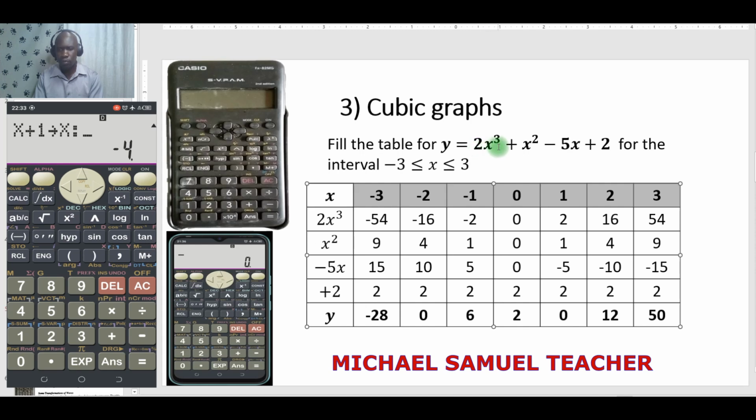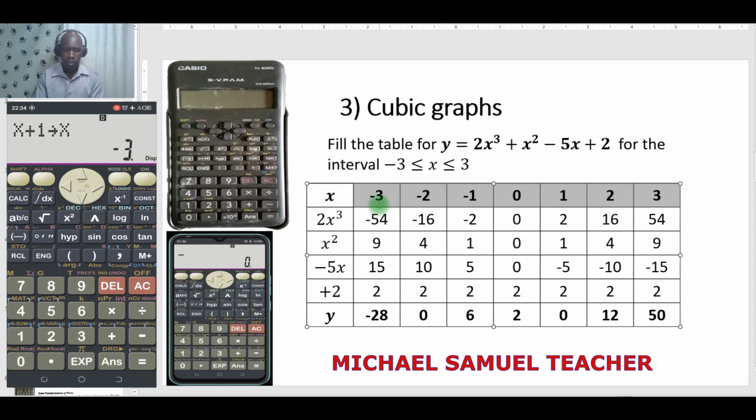Once we do that, enter this equation: 2x cubed plus x squared minus 5x plus 2. So we have 2x cubed, then plus x squared, minus 5x, then plus 2. So press the equal key.